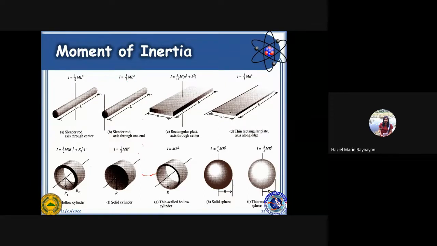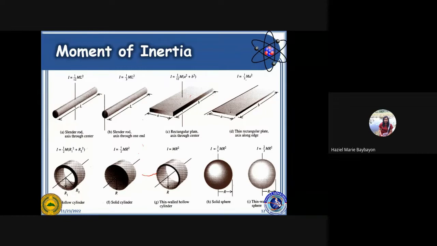And then for a rectangular plate, its axis is through the center. So it rotates here. Okay, so the moment of inertia is equal to this one: 1 over 12 multiplied by the mass of the rectangular plate multiplied by a squared, its width, plus b squared, which is the length.